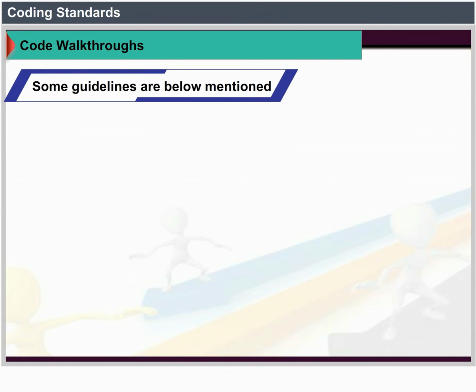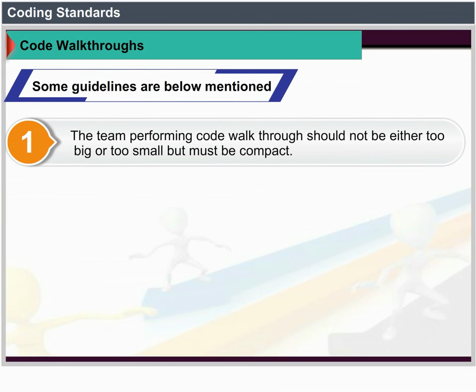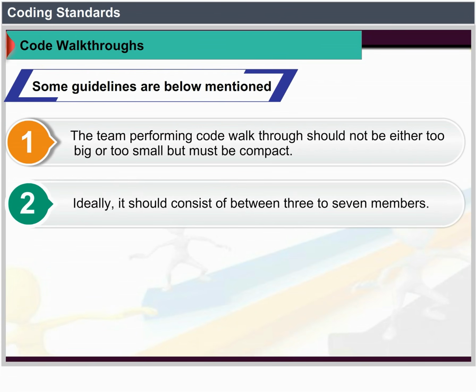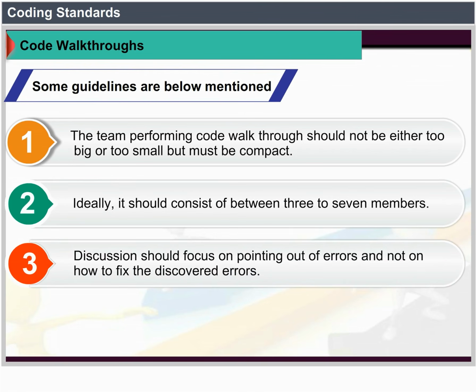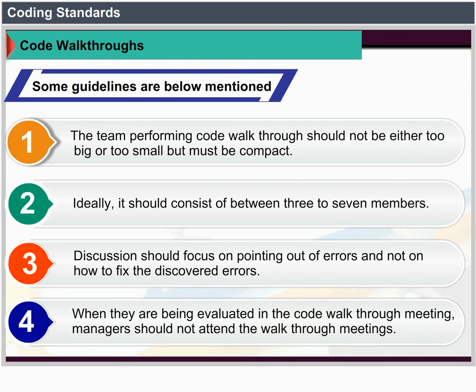Some guidelines are: the team performing code walkthrough should not be either too big or too small. Ideally, it should consist of between 3 to 7 members. Discussion should focus on discovery of errors and not on how to fix the discovered errors. If they are being evaluated in the code walkthrough meeting, managers should not attend the walkthrough meetings.